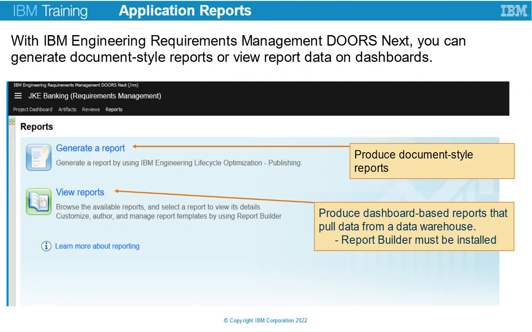You can create predefined reports by using the report templates included with the Requirements Management application. The RM application currently includes predefined reports in two formats. IBM Engineering Reporting Options uses a runtime version of IBM Engineering Lifecycle Optimization, publishing to produce document-based reports. Report Builder uses business intelligence technology to produce dashboard-based reports that pull data from a data warehouse.